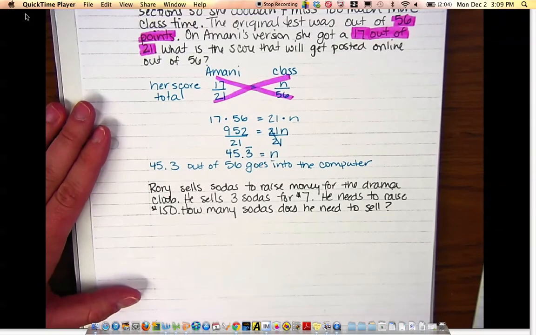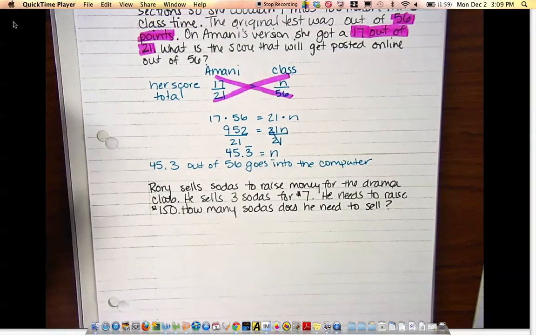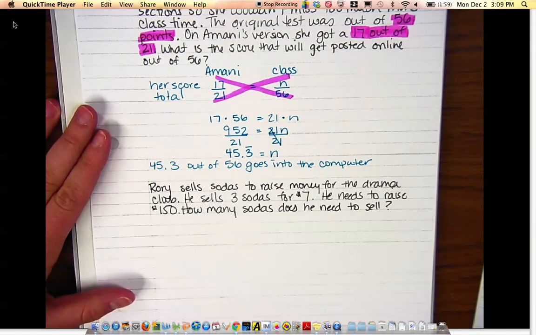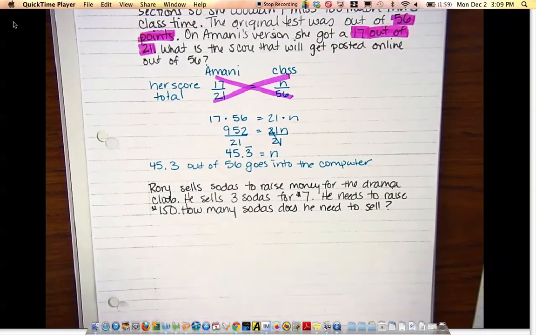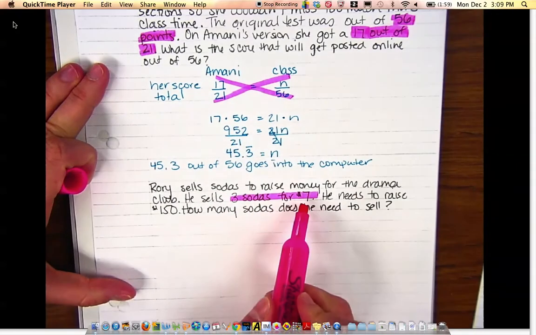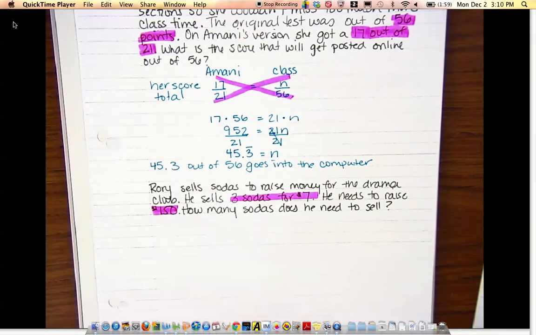Rory sells sodas to raise money for the drama class. He sells 3 sodas for $7 and needs to raise $150. We want to know how many sodas he needs to sell. So I'm going to continue attending to precision, and I'm going to label what all of my numbers represent. So I want to highlight my important information. 3 sodas for $7 is my initial ratio. We're trying to make $150.